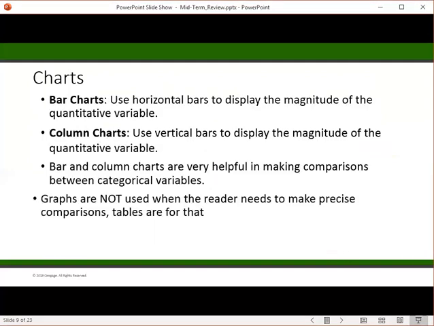We also have bar charts and column charts that we can use to display the magnitude of variables. One thing to note is graphs are not used when the reader needs to make precise comparisons. Tables are a better choice for doing that.